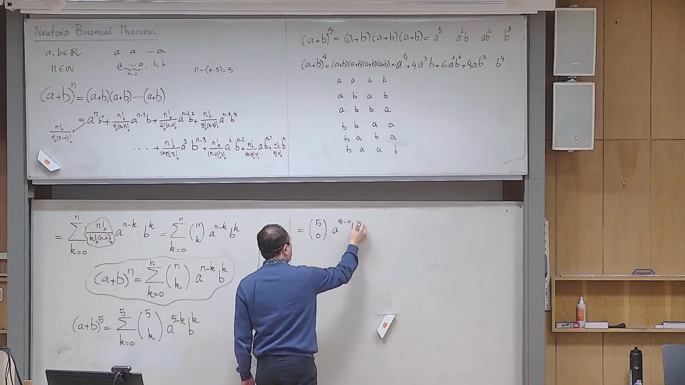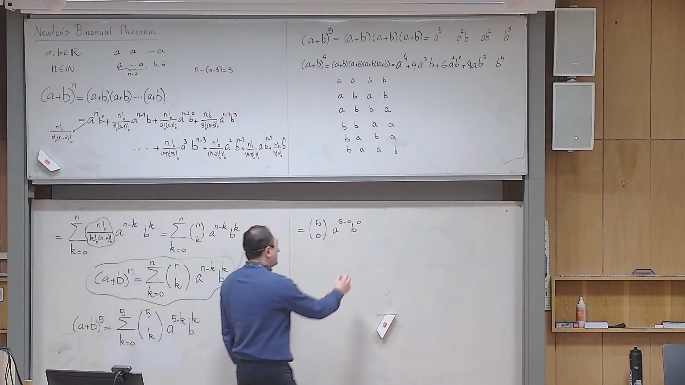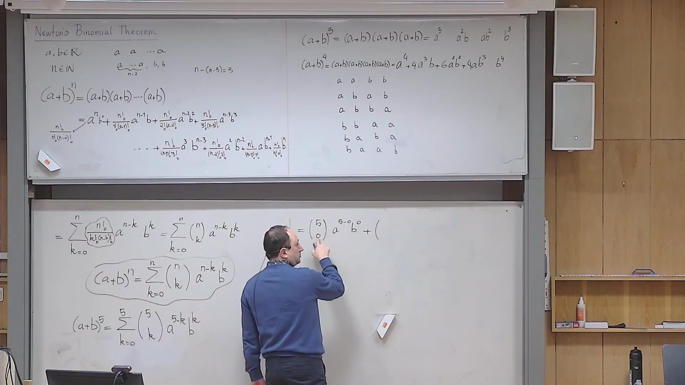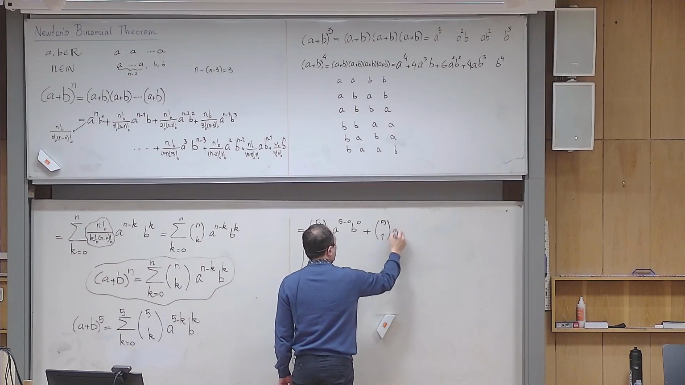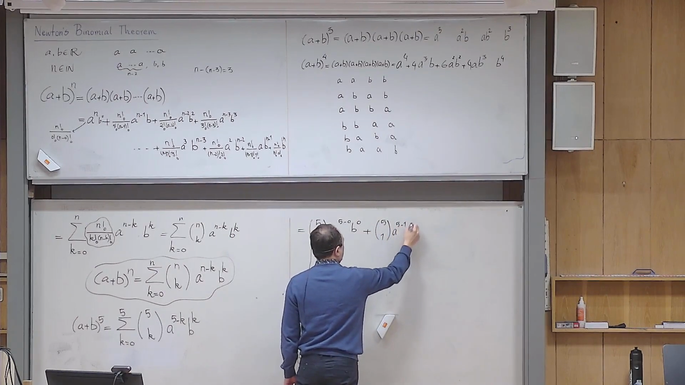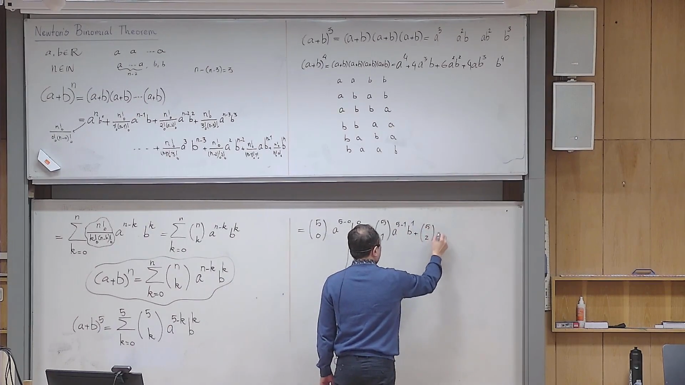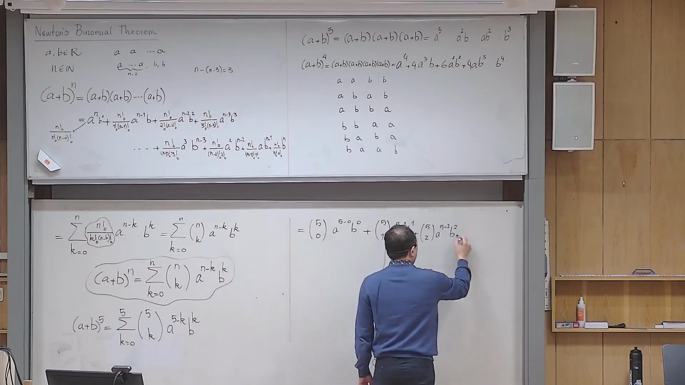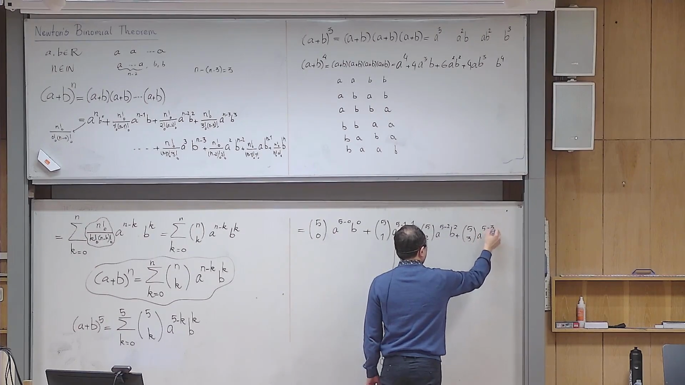Let me write everything in detail so that you understand what is going on. And for the next one, I just follow. I don't need to look at the formula anymore. I start adding the numbers to the counter. So 5 choose 1, a to the power of 5 minus 1, b to the power of 1. And the next one is 5 choose 2, a to the power of 5 minus 2, b to the power of 2. And then I have 5 choose 3, a to the power of 5 minus 3, b to the power of 3.